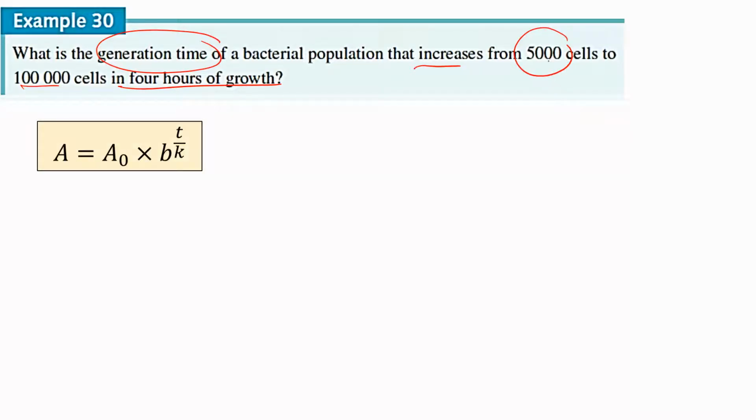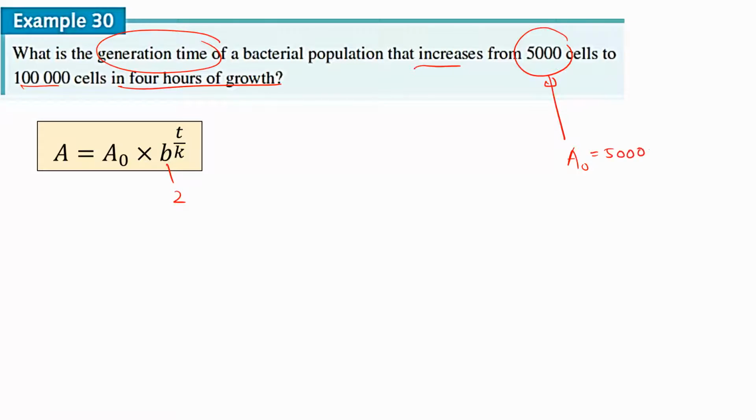What do I have? What's the 5,000 represent in this case here? A naught. This is your A naught. That's how much you start off with. You start off with 5,000. And we do know the base is 2. So we know B is 2 because it's a cell growth problem. We know A naught is 5,000.